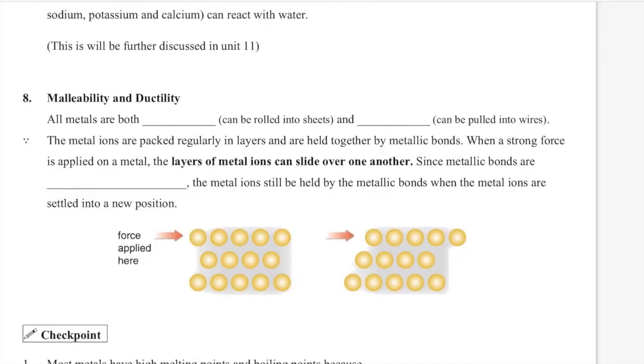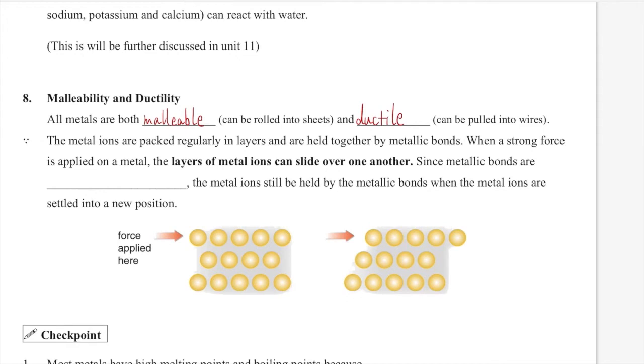Okay, let's summarize in the notes. Malleable and ductile are adjectives, and malleability and ductility are nouns. All metals are malleable, so they can be rolled into sheets, like applying a compressive force, and they are also ductile, so they can be pulled into wires, applying a tensile force.